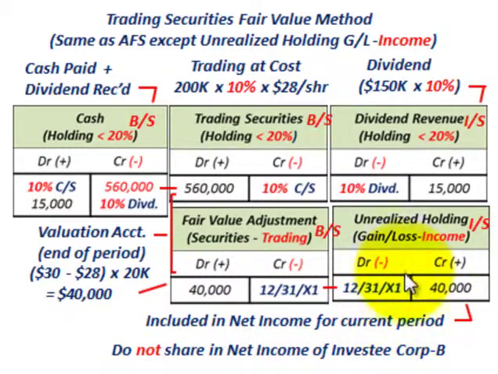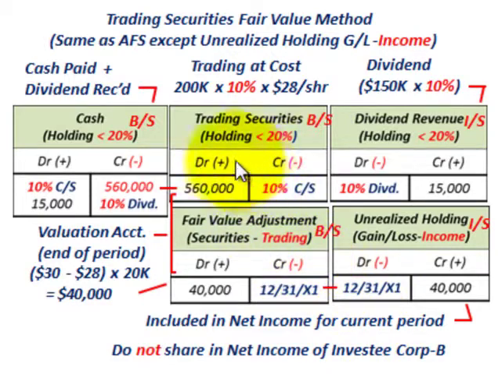Whereas available for sale, that was reported as other comprehensive income, part of shareholders' equity. But when you're dealing with your trading securities, the only real difference is your unrealized holding gain or loss goes to net income for the current period. Again, because you have less than a 20% ownership in the company, you do not share in any net income of the investee corporation B.